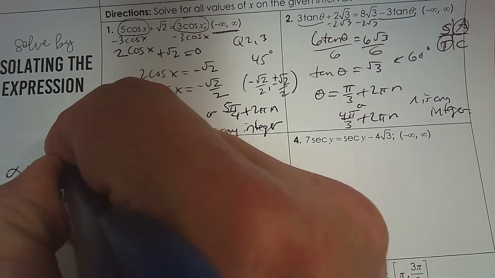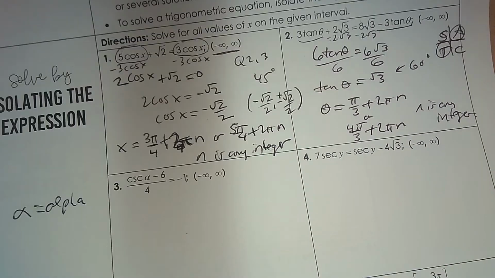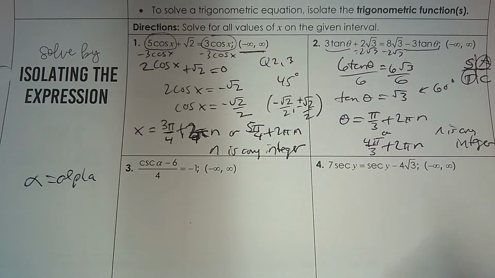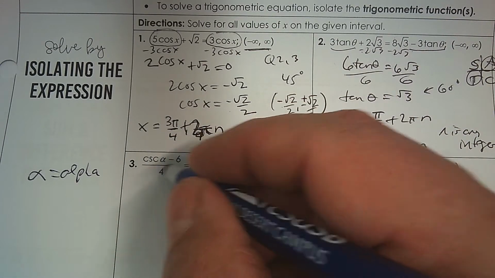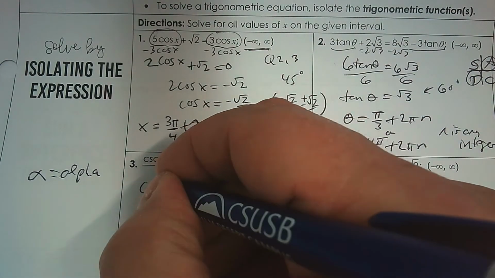Number 3, cosecant. Hey, this is alpha, just so you know. It's a Greek letter like theta and pi and so on. There's a new letter for you. So cosecant alpha. I want to get that by itself. So first step is multiply both sides by 4.